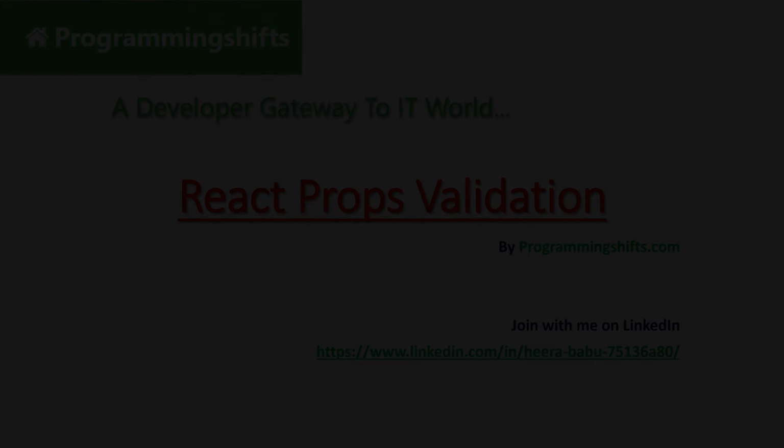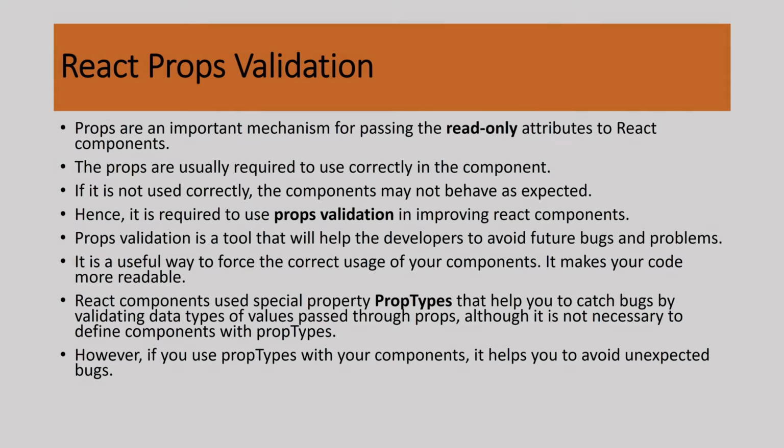Okay, so let's understand what React props validation is. Props are an important mechanism for passing read-only attributes to a React component. It's only a read-only attribute. The props are usually required to be used correctly in the component. We only use this for the component, and if it is not used correctly, then the component may not behave as expected.